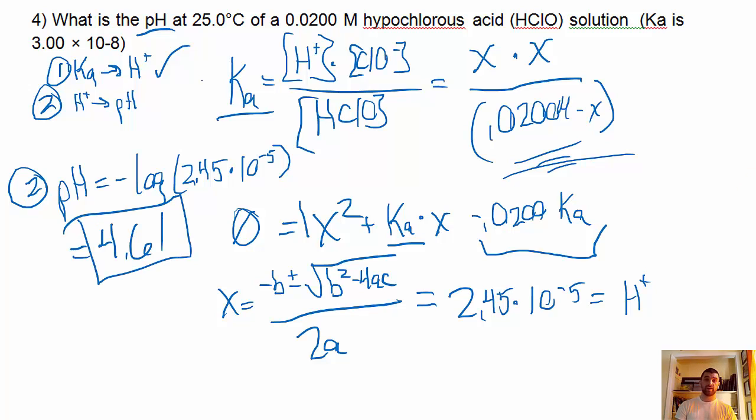So to review here, we had to use Ka to solve for X, the H+ concentration, using the quadratic equation, and then the second step, an easy step to forget, is to plug in to get the final answer. Bada bing, bada boom.